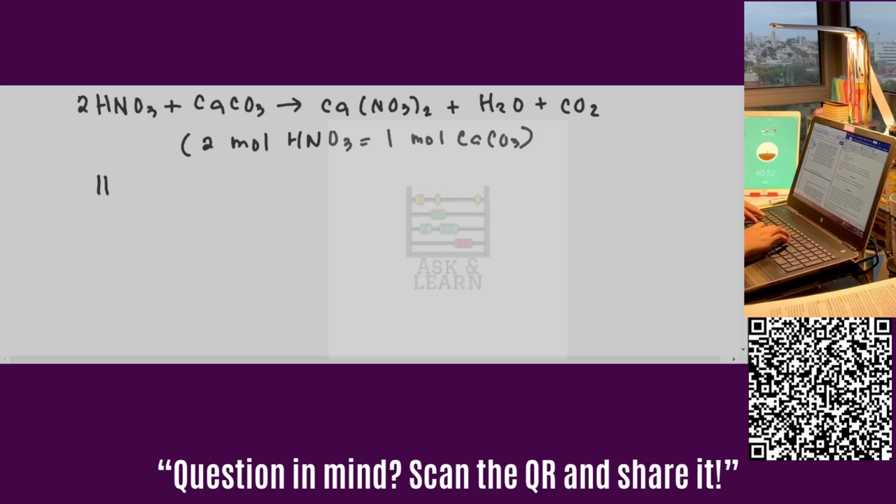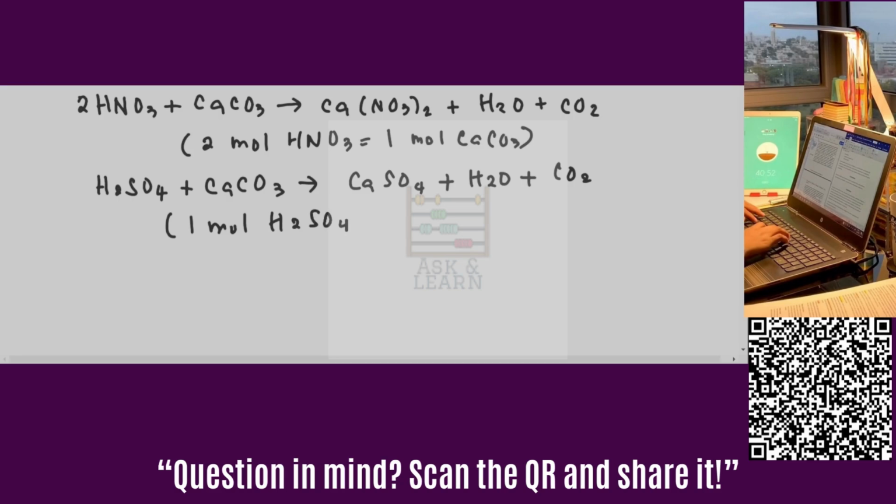neutralization. And the reaction of sulfuric acid with the same carbonate gives us calcium sulfate, water, and carbon dioxide as the products. So from the balanced chemical equation, 1 mole of sulfuric acid reacts with 1 mole of calcium carbonate.